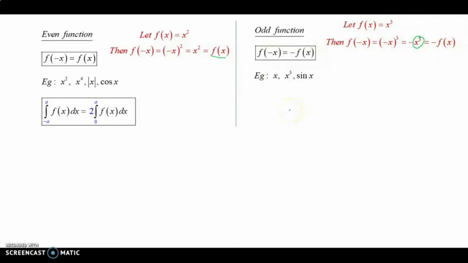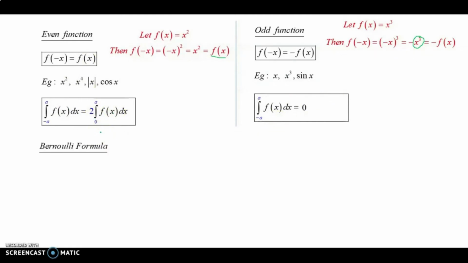For an odd function, that is, if f of x is an odd function, then this value is 0. That is, the integration from minus a to plus a of f of x dx equals 0. So for an even function, this is 2 times the integration from 0 to a of f of x dx. For an odd function, this is 0.